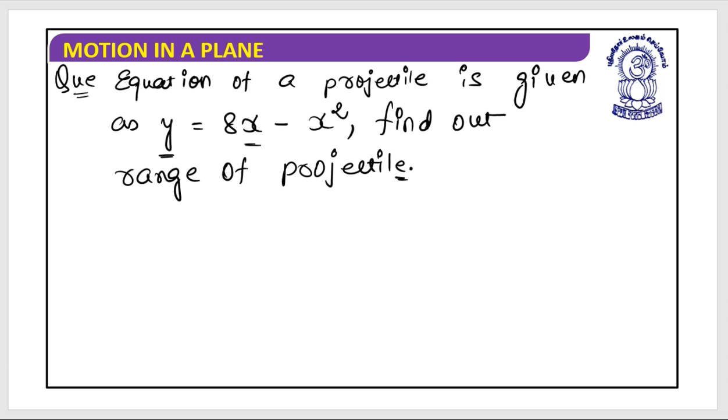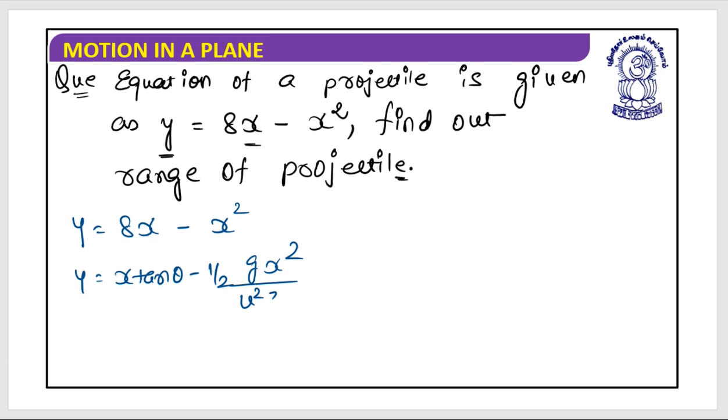If you are thinking of comparing y equals 8x minus x square with the equation of trajectory, y equals x tan theta minus half g x square divided by u square cos square theta, that is a very bad idea. Please don't do this. It is not going to work at all.